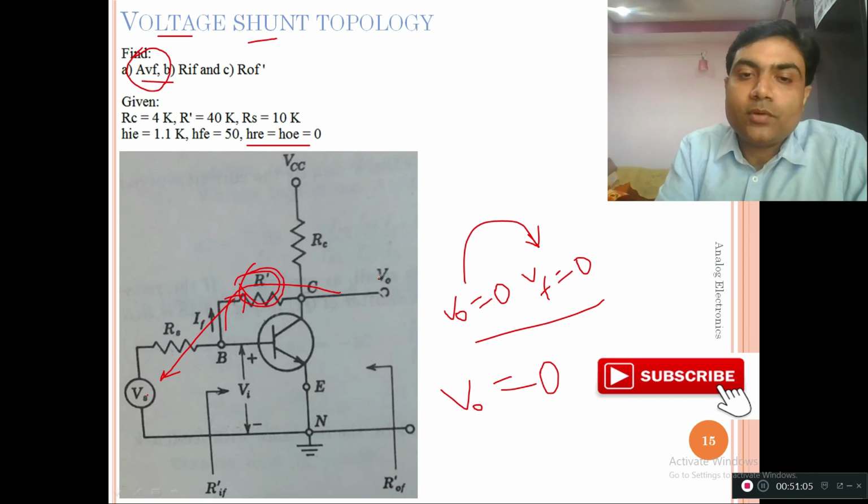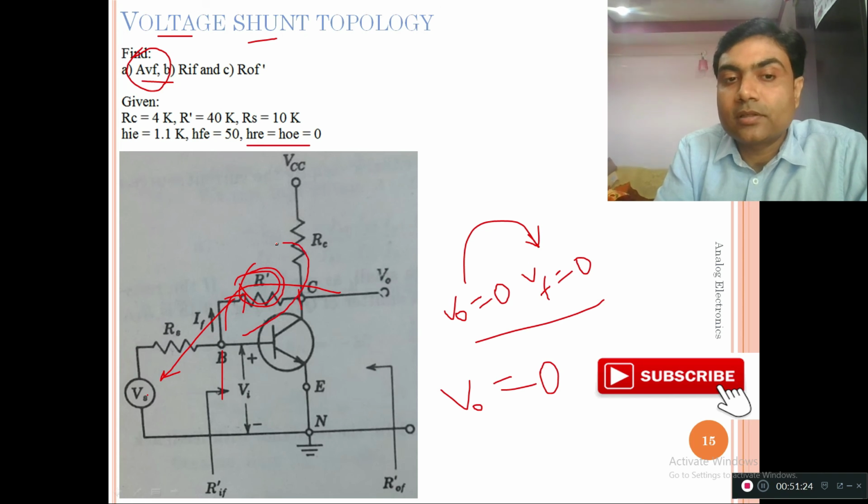So if we make V0 equal to 0, this R dash comes in parallel with RS. Is there any doubt? If I make V0 equal to 0, this is floating, this is shorted, and then R dash comes in parallel with RS. The loading effect of the beta network.